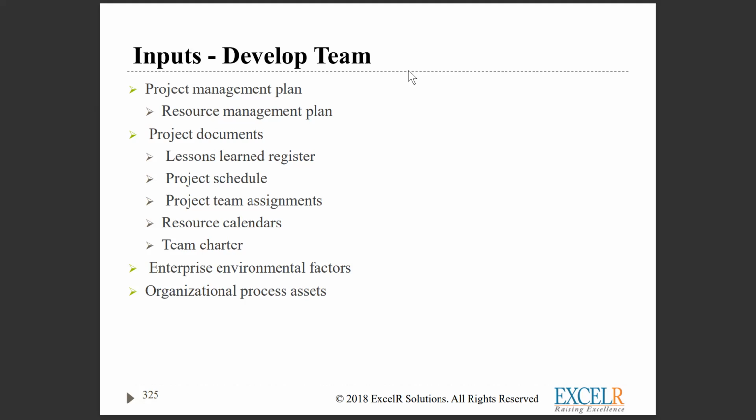So what are the inputs for developing a team? A resource management plan, and then you need the project documents: lessons learned register, project schedule, project team assignments, resource calendar, team charter. All this we discussed earlier also.